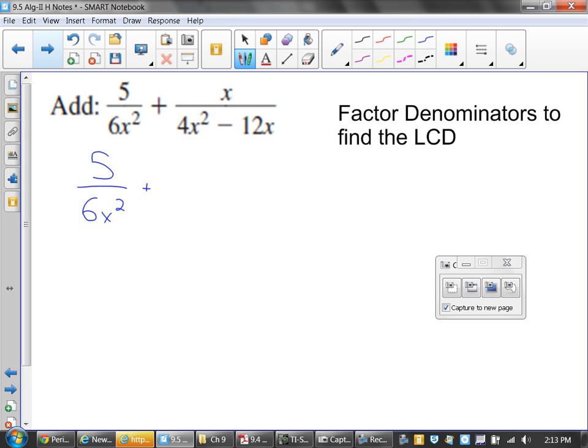Can I factor the denominator of the second fraction? Yeah. How? Well, we take out a 4x. Very good. Factor out the 4x, and you're left with x minus 3. Numerator still has an x in it. Everybody agree with me on that?